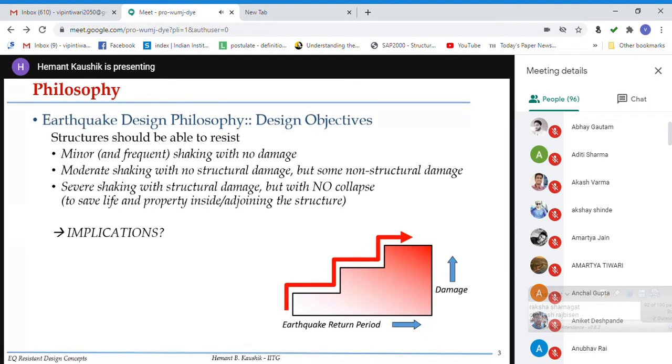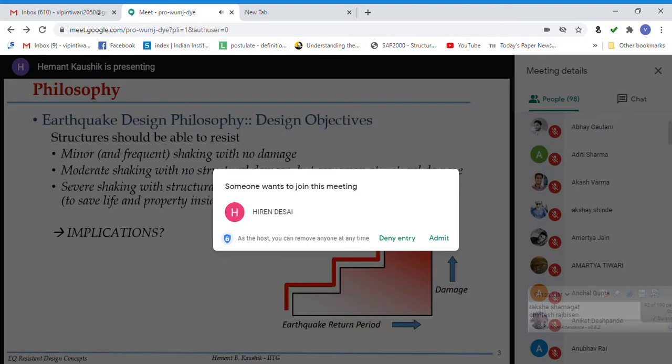Now, if I go back 50 years, I showed you some numbers yesterday. In the last 50 years, we don't have a great earthquake in this region, but we had smaller earthquakes, several more than magnitude 6, right? But not every month. Maybe once in 3, 4, 5 years. So for minor and frequent earthquakes, we expect no damage, right?